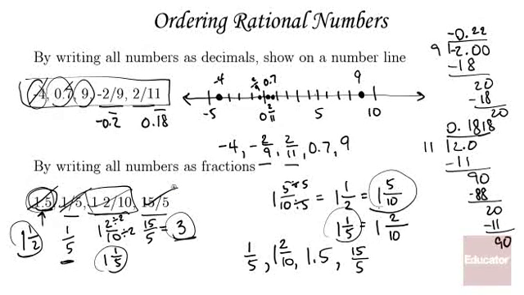So there are two ways to order rational numbers. You could make them all into decimals, as we have done with the first problem, or make them all into fractions, as we did with the second problem.